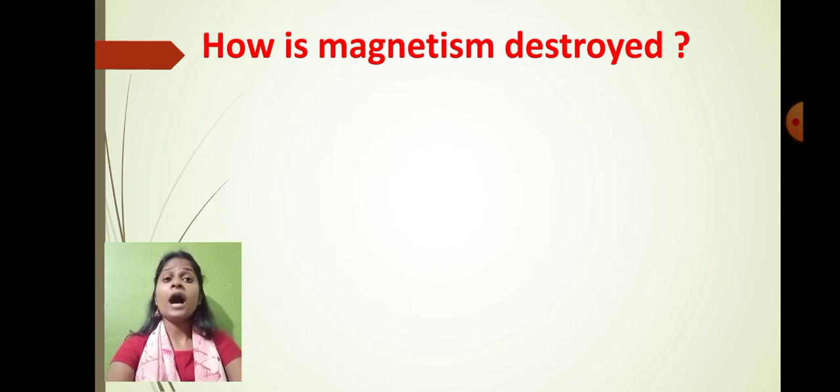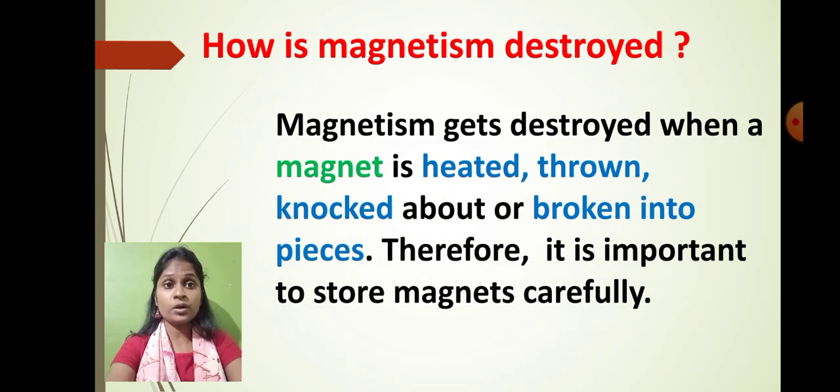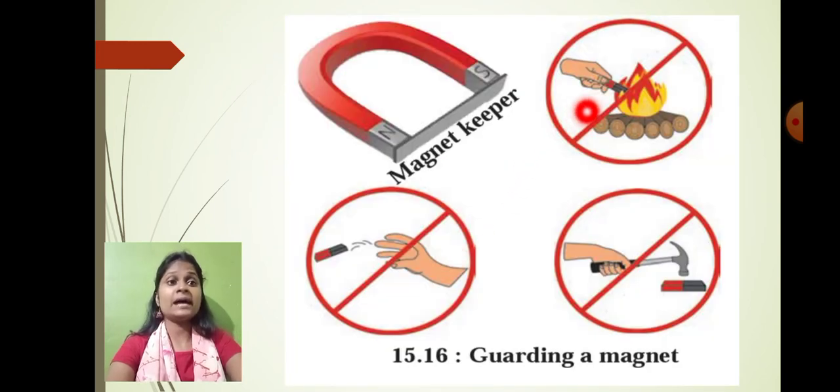And do you know how exactly the magnetism is destroyed? The magnetism is destroyed if we heat the magnet, if we throw the magnet, if we knock down the magnet, or if we break the magnet into pieces. So all these activities destroy the magnet, and therefore we have to store the magnet very, very carefully. We have to avoid all this. We don't have to burn, break or throw the magnet. Otherwise, the magnetic property will be destroyed.